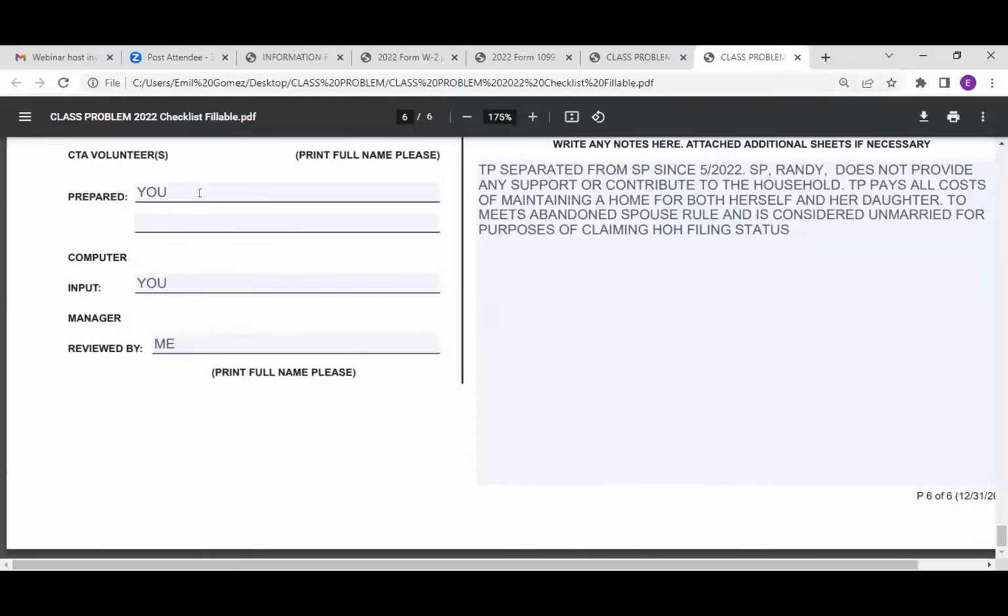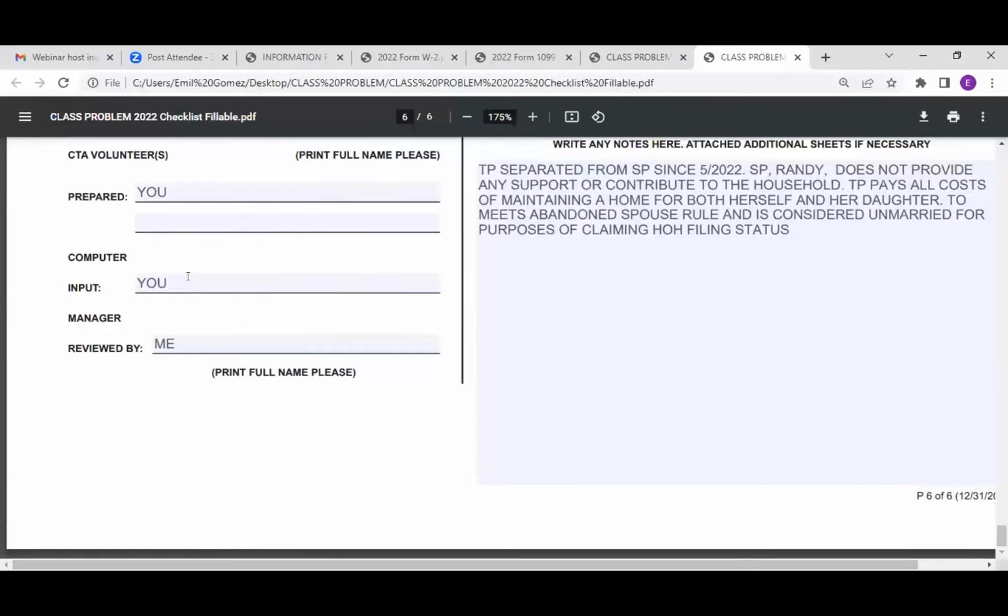Again, based on the way we're set up here at Community Tax Aid, the person who prepares it and the person who computer inputs it might not be the same person. It might be two different people who are more comfortable perhaps interviewing people or who are more comfortable computer inputting. You can do that.